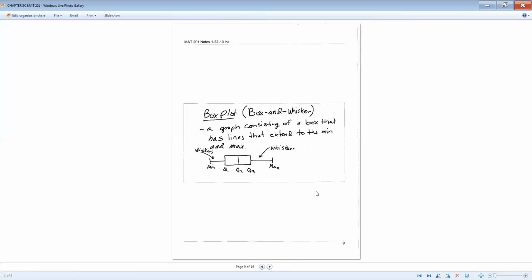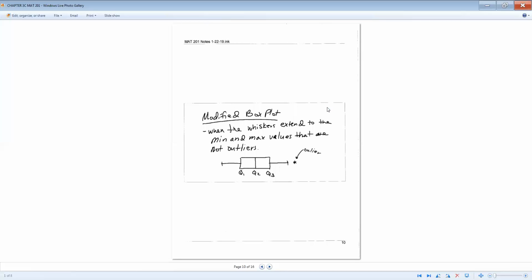Your box plot, or box and whisker plot, is going to be a graph that consists of a box that has lines that extend from it that go to the minimum and maximum. Those are called whiskers. And once again, it's centered around those 5 values: your minimum, your maximum, Q1, Q2, and Q3.